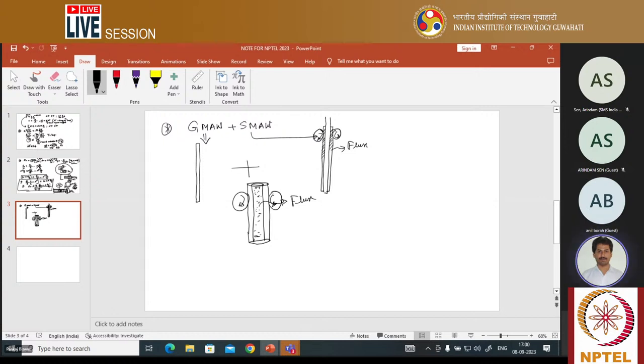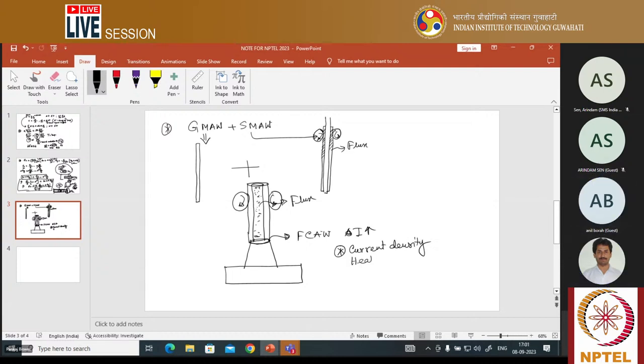Now your question is, why is the current value more in case of FCAW? Why is the current value I more than in GMAW? It's a very interesting question. One thing you should keep in mind: you are also very well familiar with current density. What is current density? Or you can say heat flux. What do you mean by heat flux? Heat flux means heat per unit area.